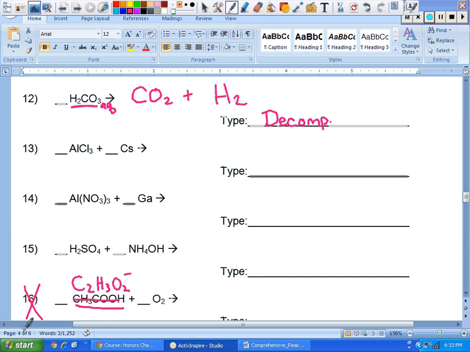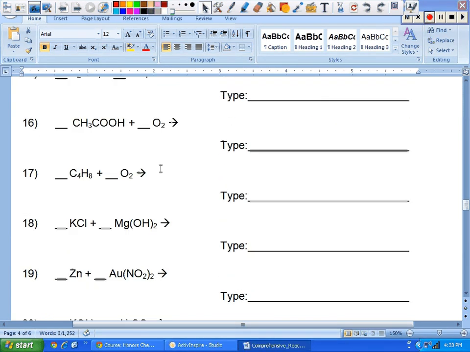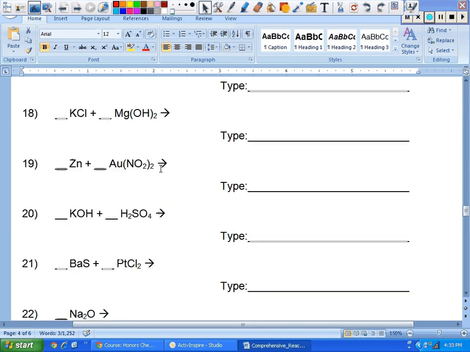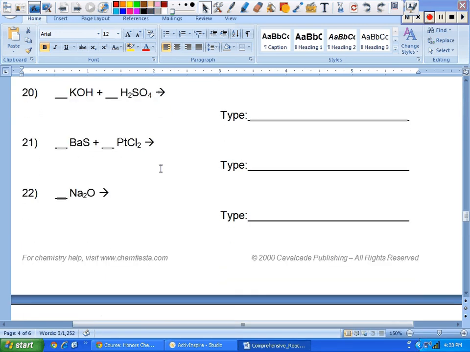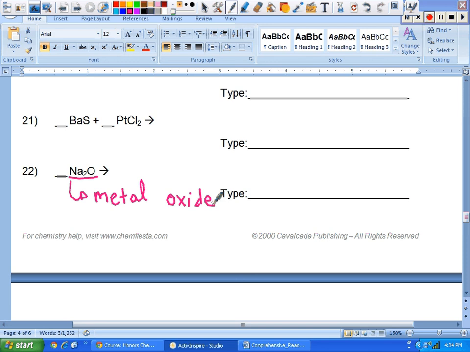See if there's anything else. Let me clear the screen. Again, the rest of these should be pretty straightforward, guys. This right here, I do want, if you'll look in your notes, this is a decomposition. Now, please look this up. This is a decomposition of a metal oxide. So in your notes, I want you to look up what the decomposition of a metal oxide goes through. Make sure you know exactly what the decomposition of a metal oxide goes through.